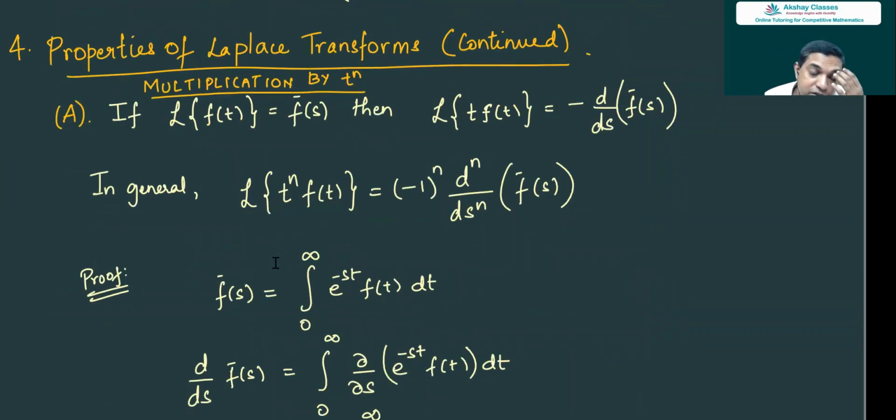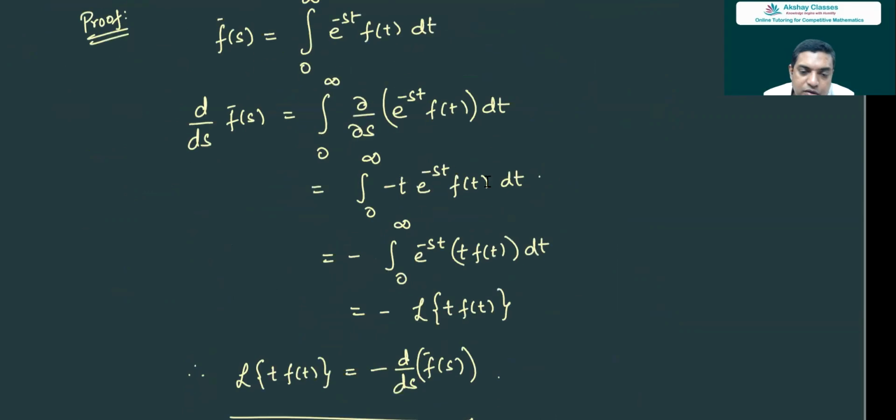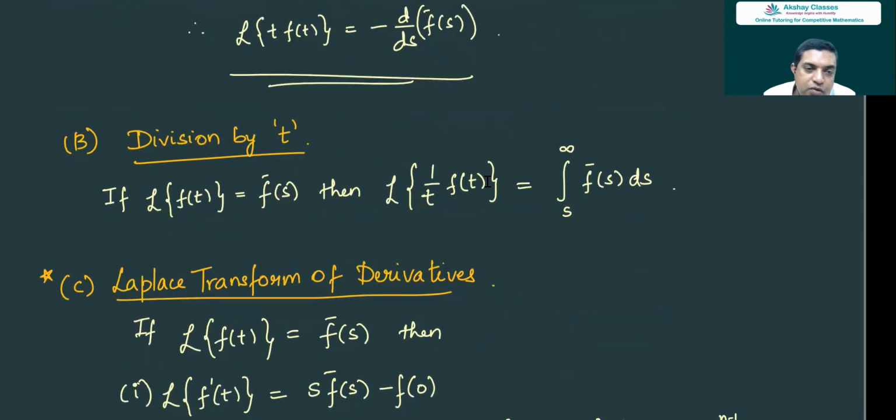that is multiplication by t power n. If a function is multiplied by t power n, then the Laplace transform of that function will have to be differentiated n times with a multiplier minus 1 to the power n. So this was the proof for it. Now division by t. So multiplication by t is differentiation, division by t is integration.